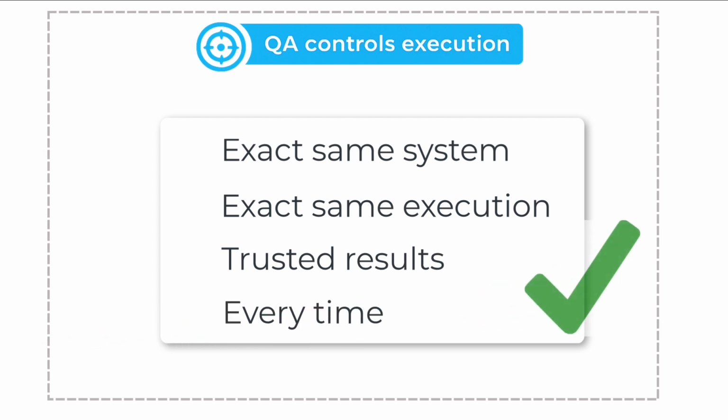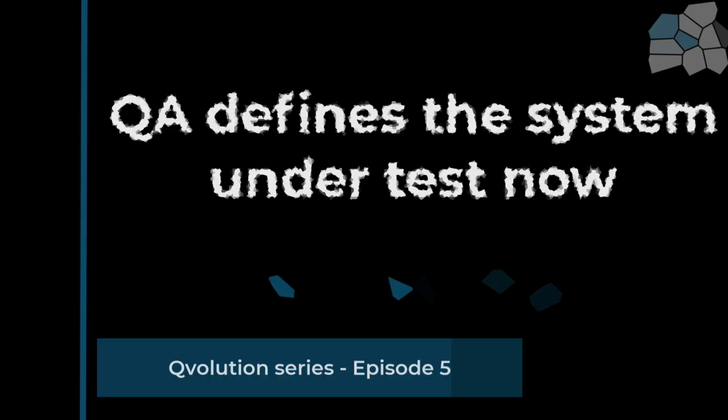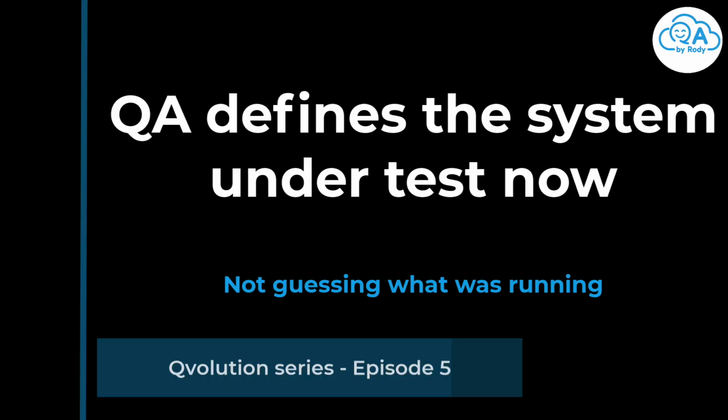So this finally closes the loop. The environment is reproducible, the execution is defined, and test results are consistent everywhere. And that means QA finally has real control over their test environment. Not by dictating infrastructure decisions, but by testing against an environment that behaves the same every single time. QA is now in full control of the execution, and that's where trust comes from.